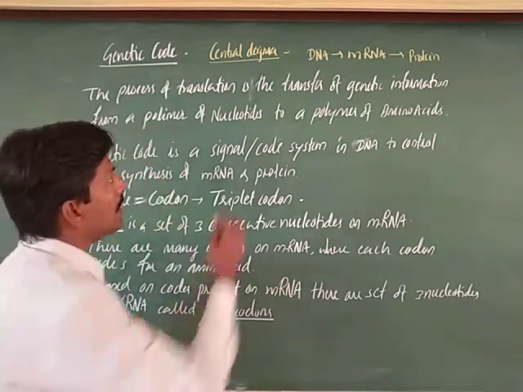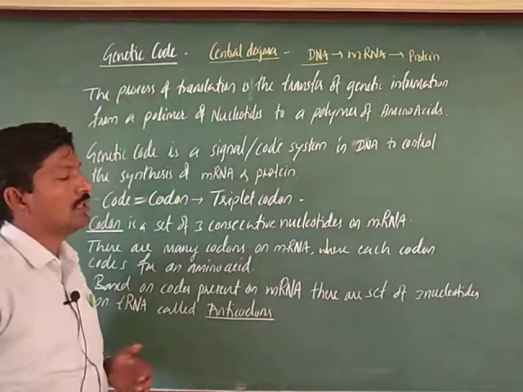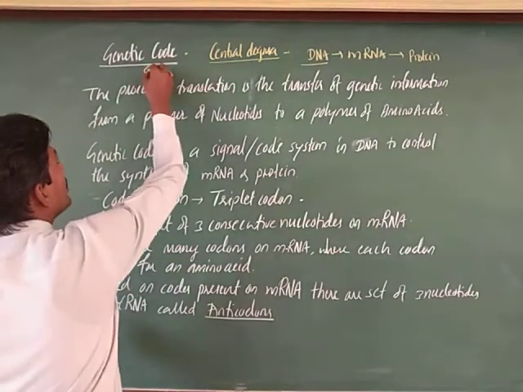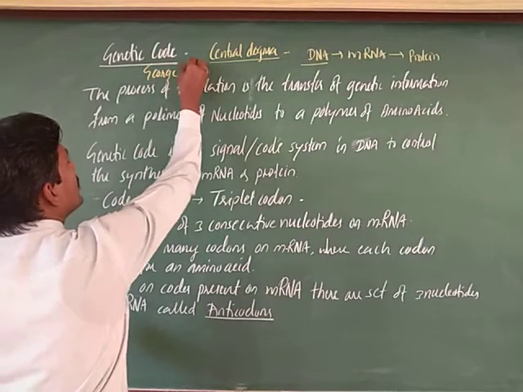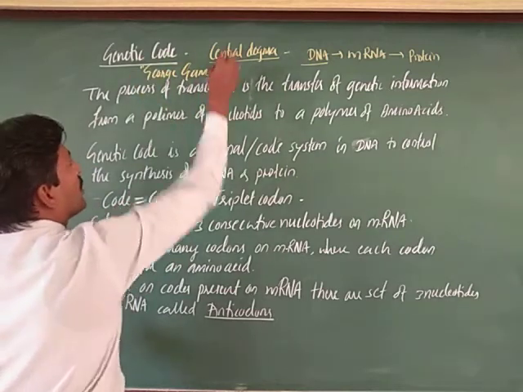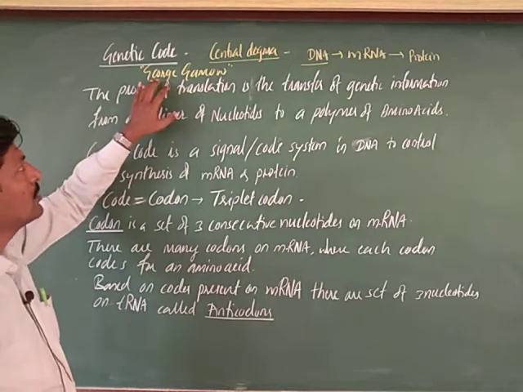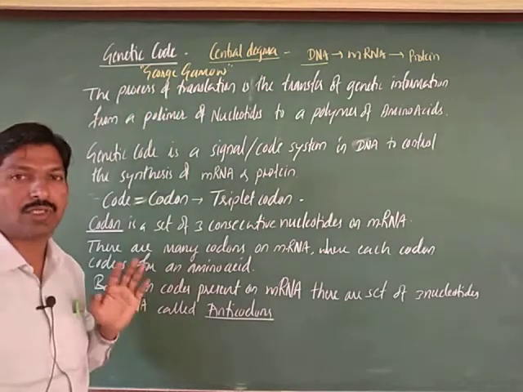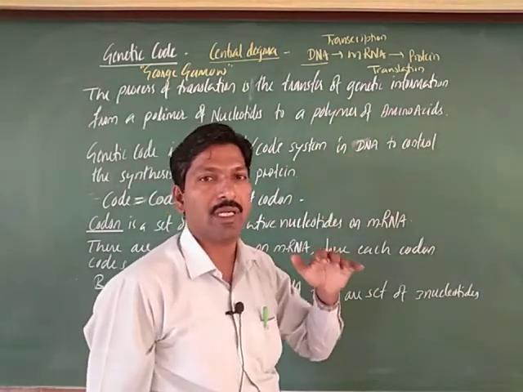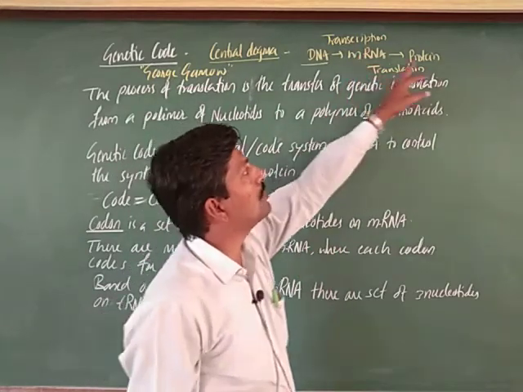The genetic code was proposed by George Gamow. His name is George Gamow, the person who proposed the genetic code. After processing hnRNA into mRNA, the mRNA is now formed. So how does this mRNA form the protein?